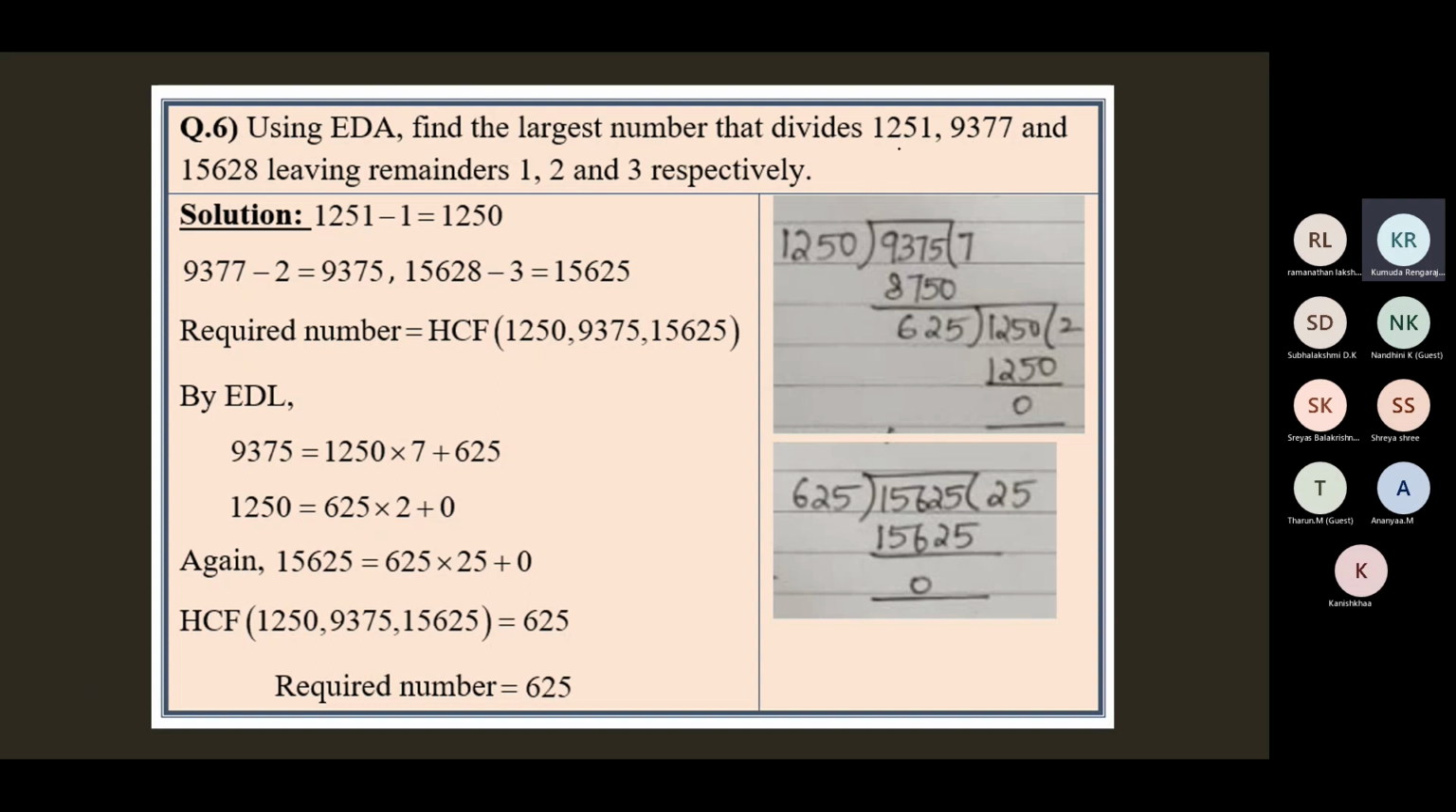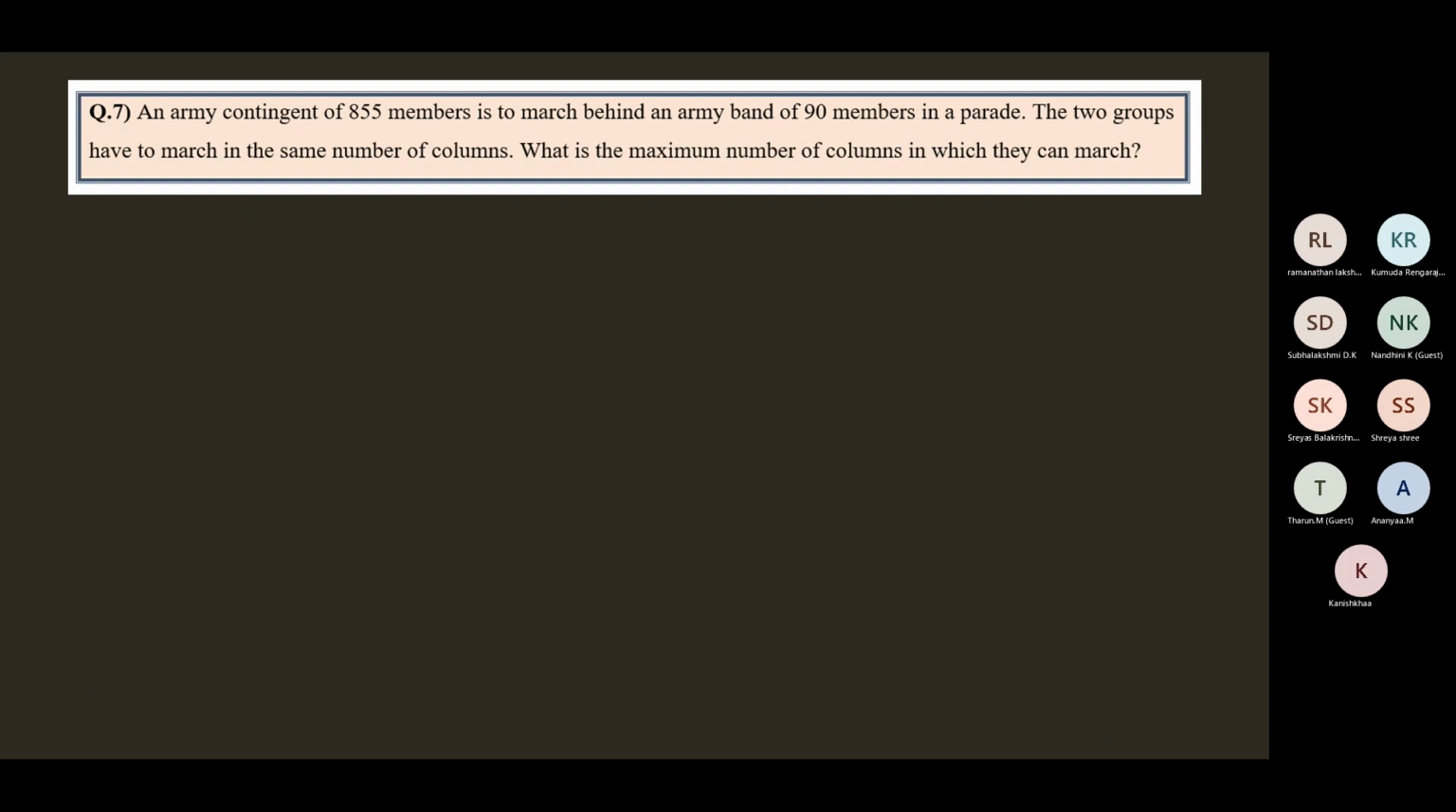And that's the required number. So if you divide these 3 numbers by 625, the remainder here will be 1, the remainder here will be 2, and the remainder here will be 3. So again, this is HCF, children. This is in your NCERT also.